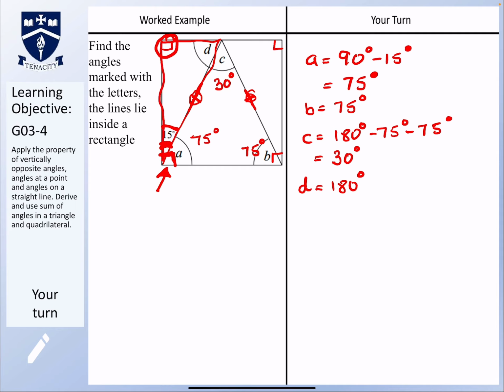So I know to work out angle D, I'm going to do 180, take away 90 degrees, and take away the 15 degrees from the corner. So angle D must be 75 degrees.